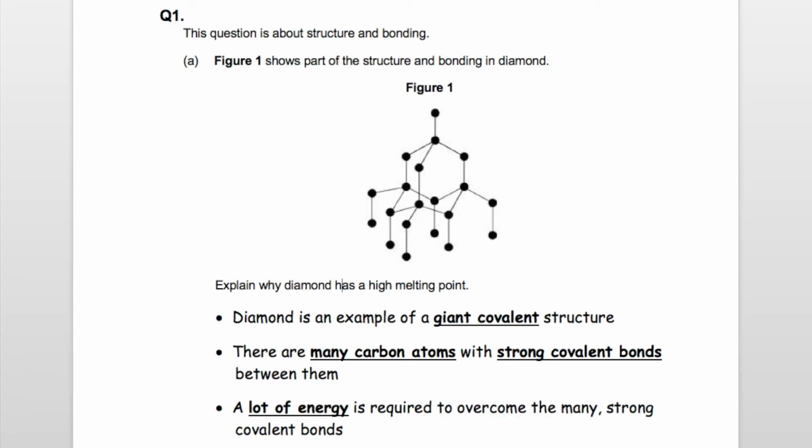Here is an example answer to this question. I've underlined the parts that I think are most important to answering the question. Diamond is an example of a giant covalent structure. There are many carbon atoms with strong covalent bonds between them, and a lot of energy is required to overcome the many strong covalent bonds.